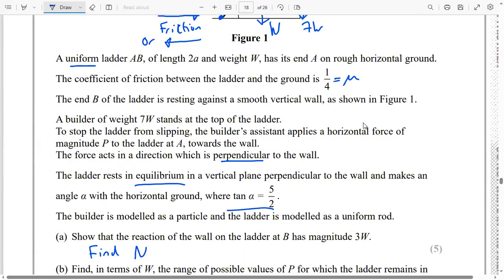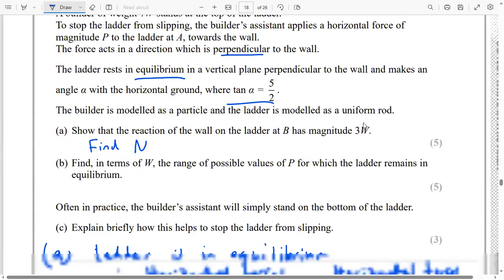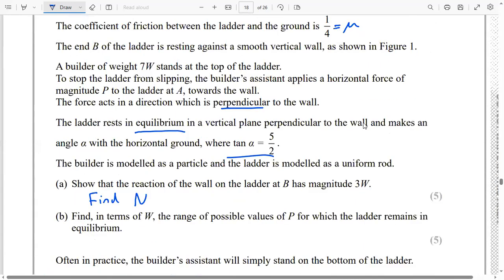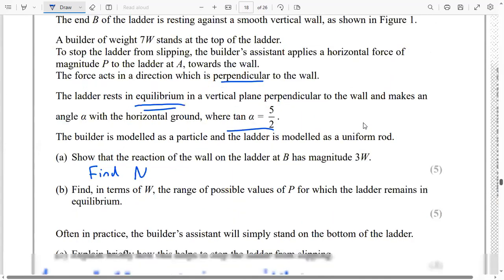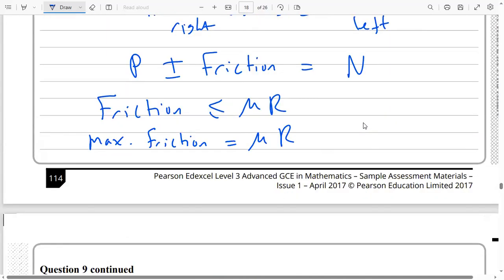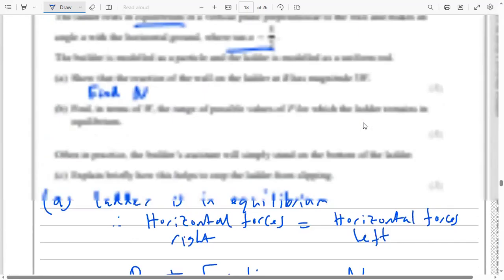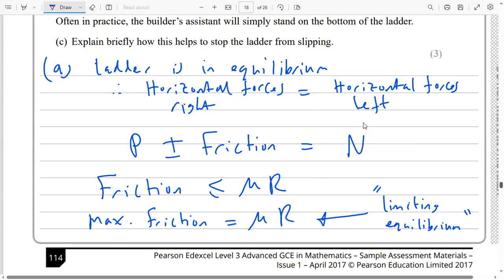Now, if we read through the question, it says that the ladder's in equilibrium. It doesn't say limiting equilibrium. So remember this term, limiting equilibrium. If the system is in limiting equilibrium, then it means friction is at its maximum. If you're watching this the day before your paper 3 exam in 2023, limiting equilibrium just means that friction equals maximum friction. But we don't have that in this question. We're just told equilibrium, so the friction could actually be less than mu R.